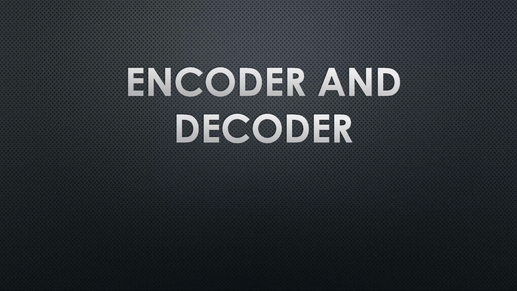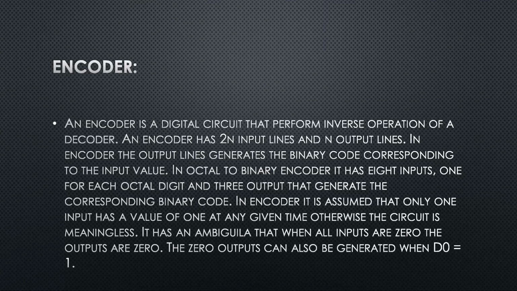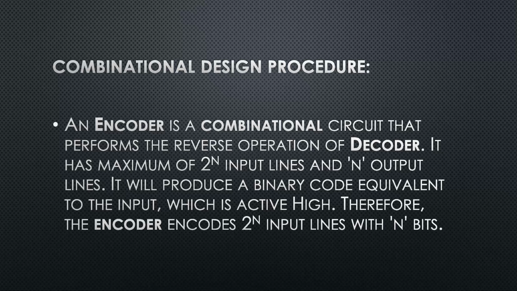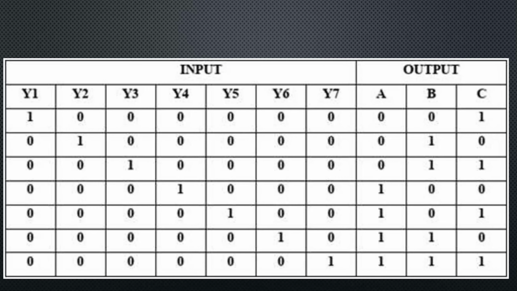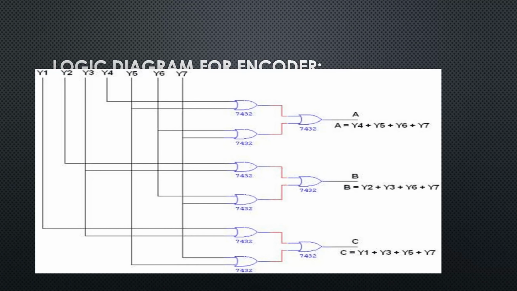Hi everyone, we are going to see what is meant by encoder and decoder. An encoder is a digital circuit that performs the inverse operation of a decoder. An encoder has 2^n input lines and n output lines. In an encoder, the output lines generate the binary code corresponding to the input lines. Next, we are going to see the combinational design procedure. As you all know, it's a combinational circuit that performs the reverse operation of a decoder. Therefore, the encoder encodes 2^n input lines with n bits. Next, we are going to see the truth table for this, and this is the logic diagram of the encoder.